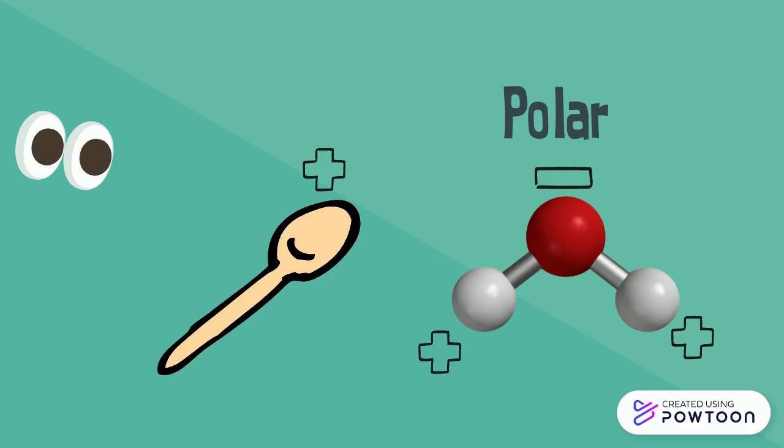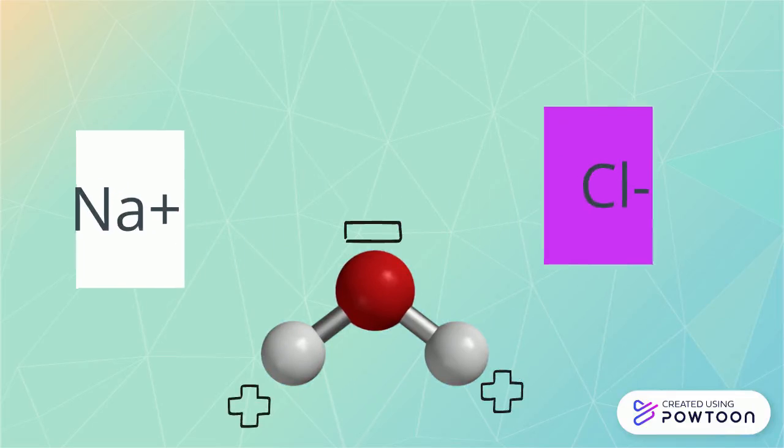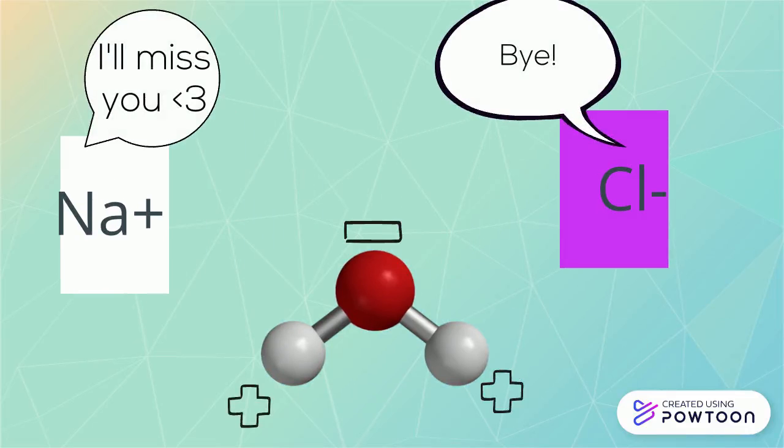One example of this is with table salt, sodium chloride. When exposed to water, the polarity of the water causes these two to separate. And our slightly positive sodium is separating from our negative chlorine.